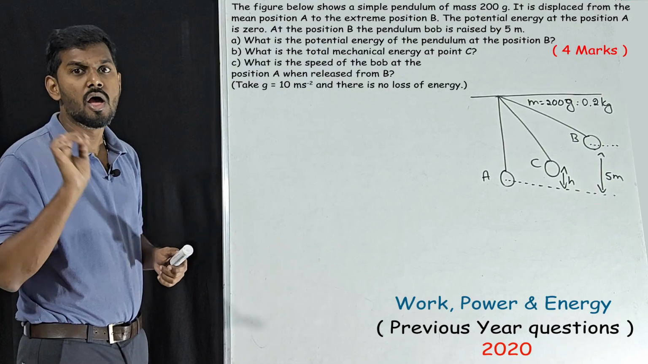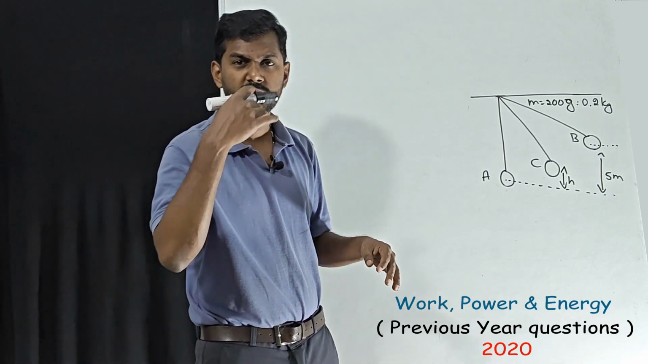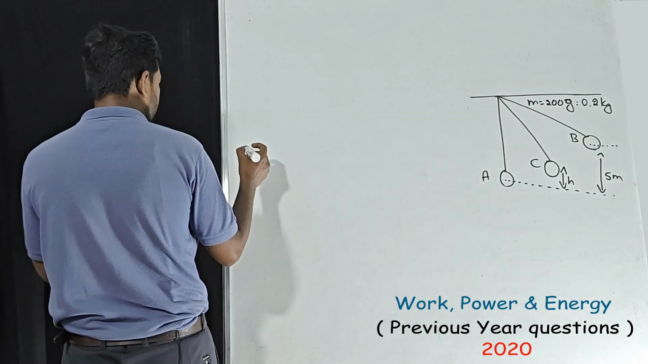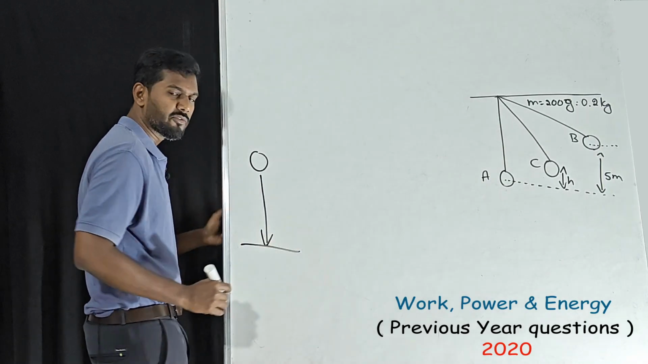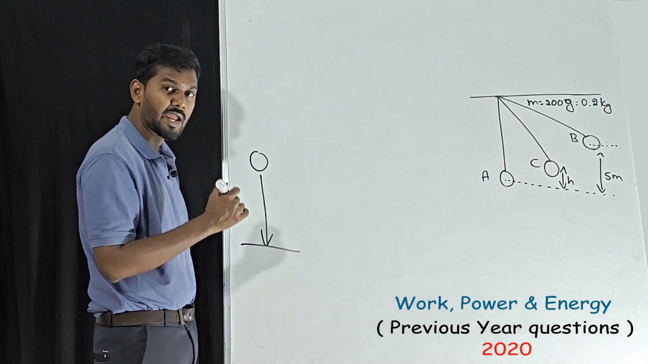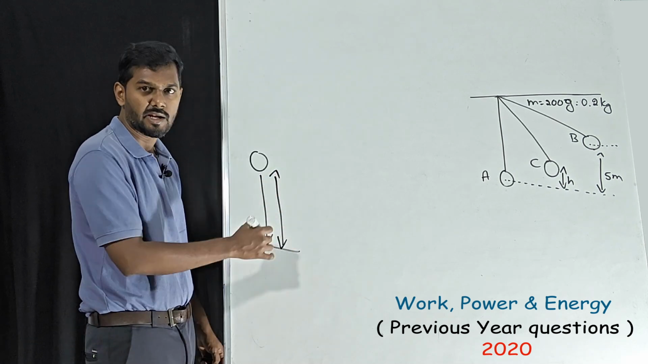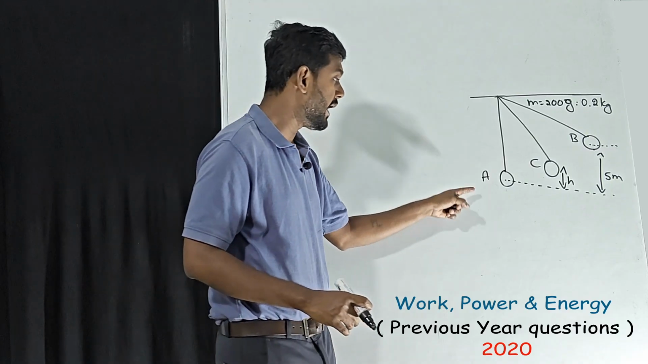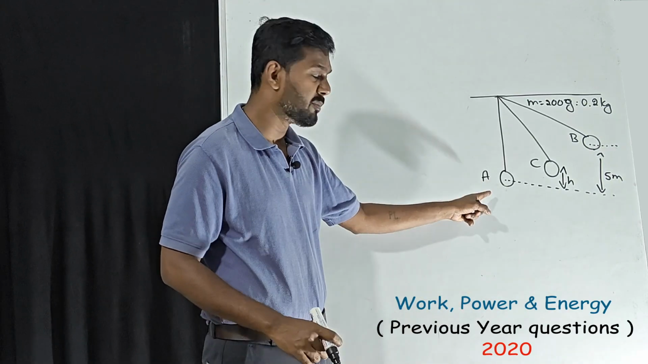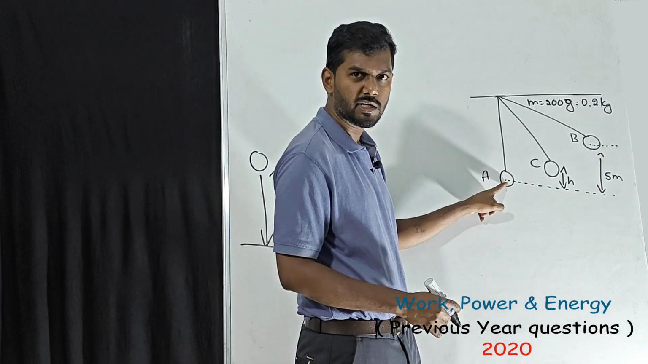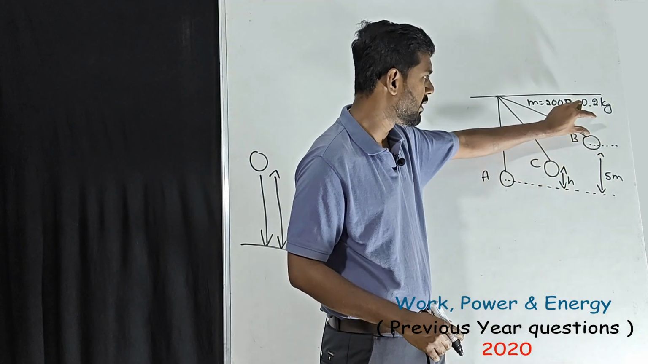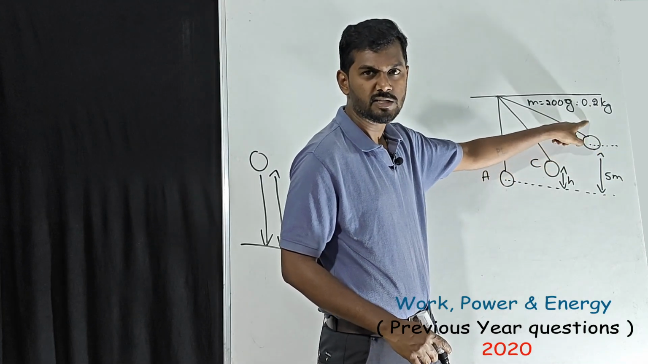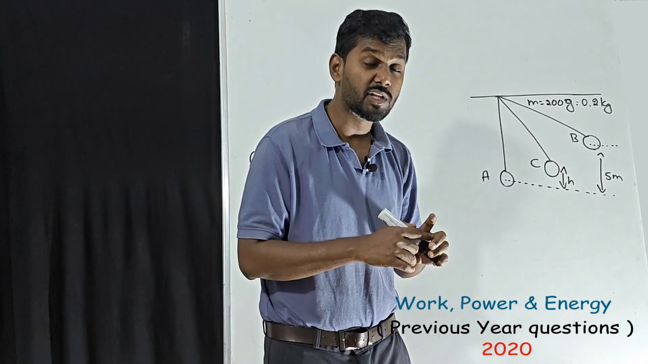Before the solution, we need to understand the concept. What is mean position? What is extreme position? Mean position means height will be 0. For a freely falling body, the height we take is the remaining height from the ground level. But when it comes to a pendulum, height is not from the ground level. Height means from the center of the bob to the maximum height. If the bob reaches here, from the center of the bob at the mean position to the center of the bob at this position, the height is 5 meter. So this concept you need to know.